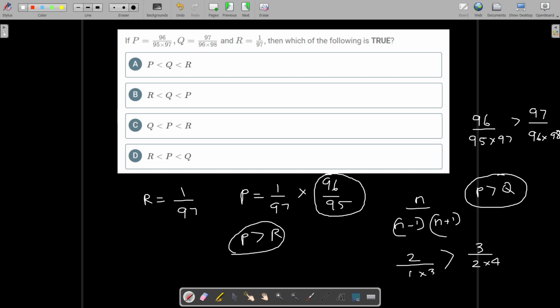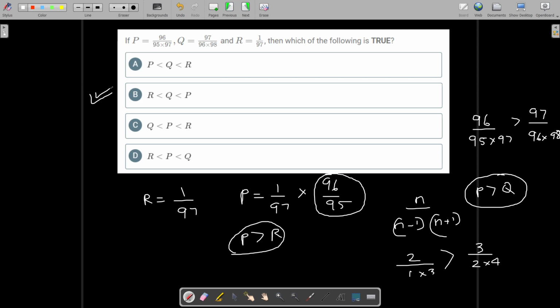We know that P is greater than Q. We know that P is greater than R. Now which option satisfies these two criteria? P is greater than Q. P is greater than R. Only option B satisfies both these criteria.